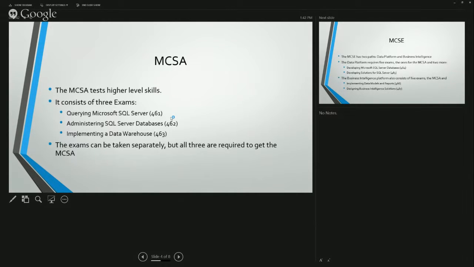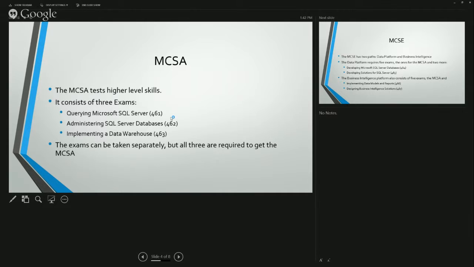The MCSA is a little bit higher skill level, and there are 3 exams to get the MCSA. You can take any exam separately, but if you want the MCSA, you have to take all 3. So there's querying Microsoft SQL Server, which is basically, as you would think, SQL. The SQL that we cover covers a lot of that, but if you were going to take the test, I would still study a little bit, because there are some things like pivot, and some special things that we don't cover.